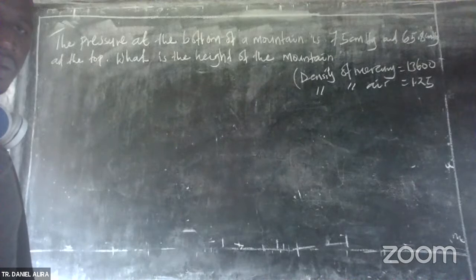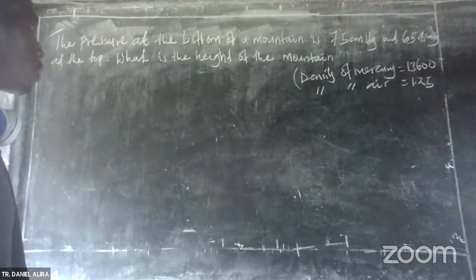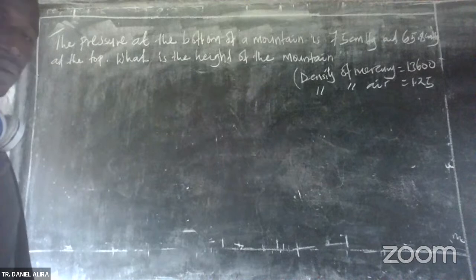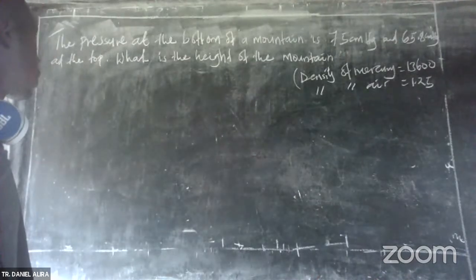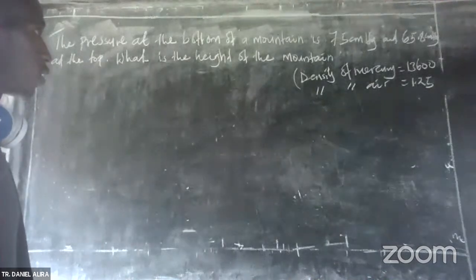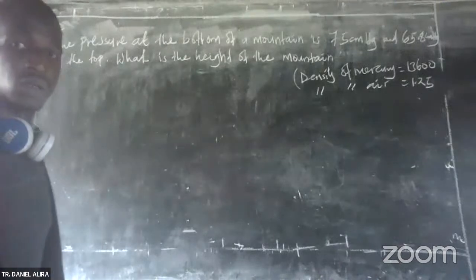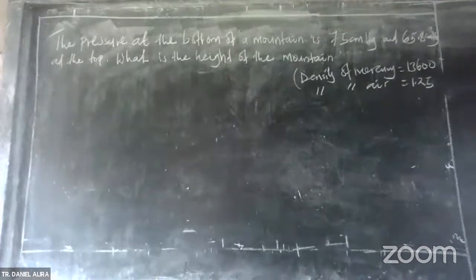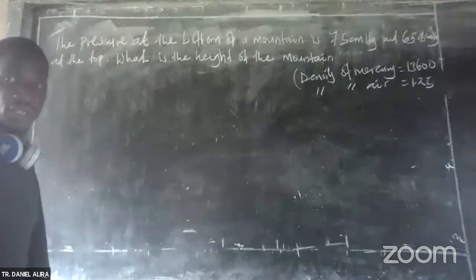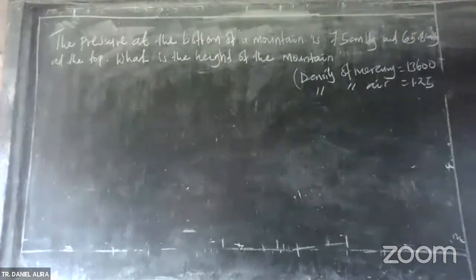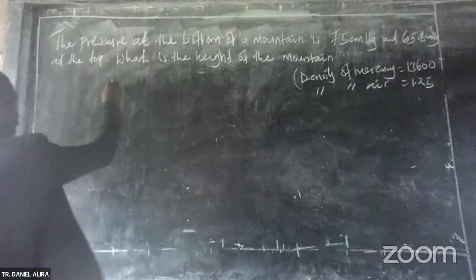The pressure at the bottom of a mountain is 75 centimeters and 65.8 centimeters at the top. What is the height of the mountain? Density of mercury equals 13,600, air 1.25. Thank you so much. So we have the pressure, we have the mountain.